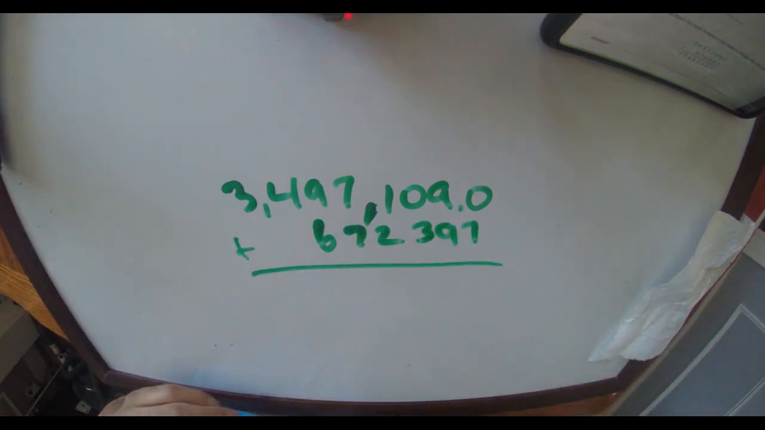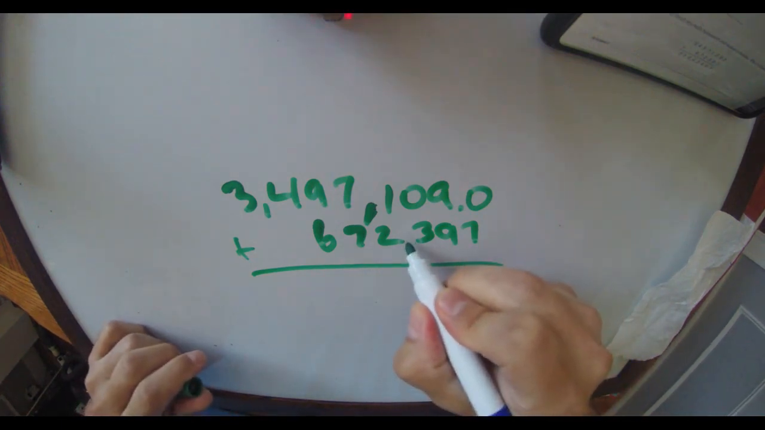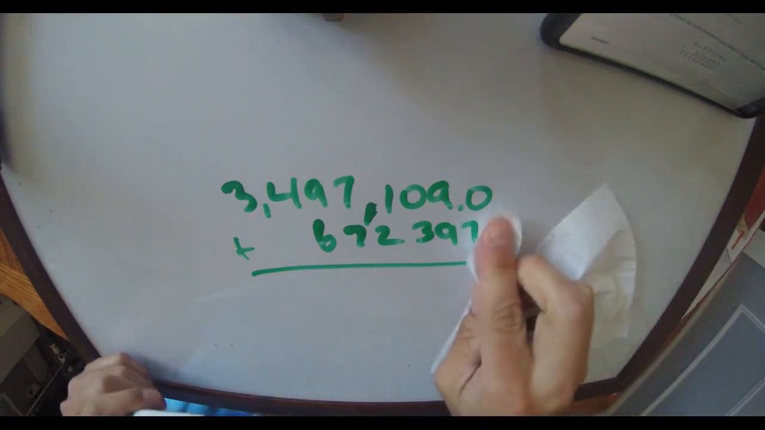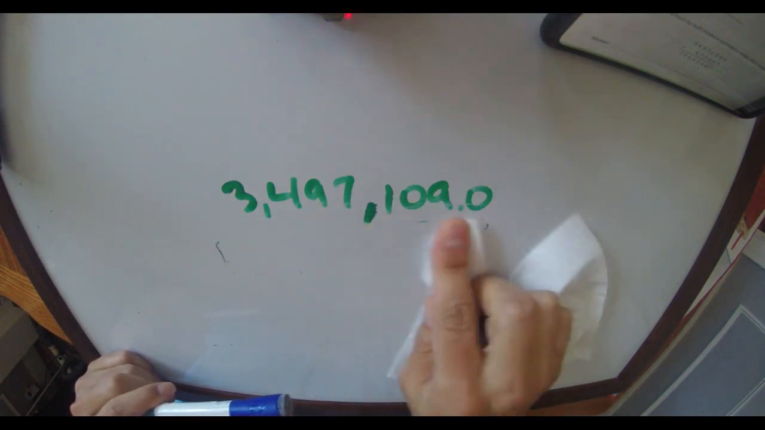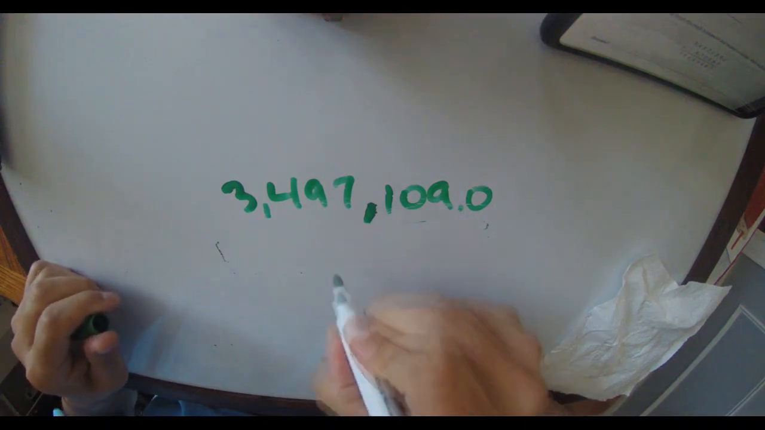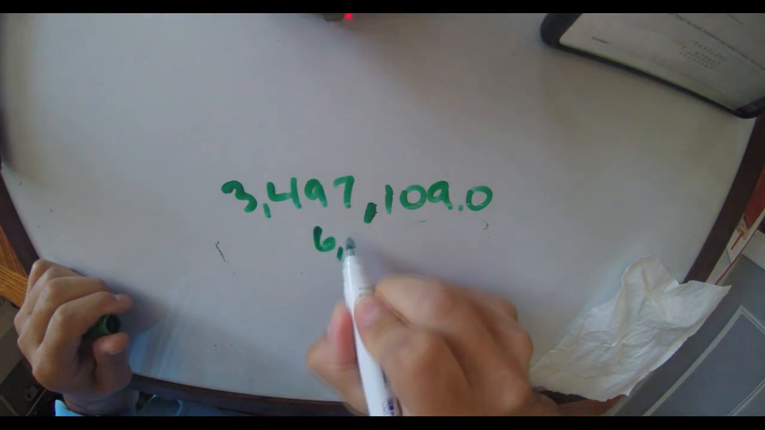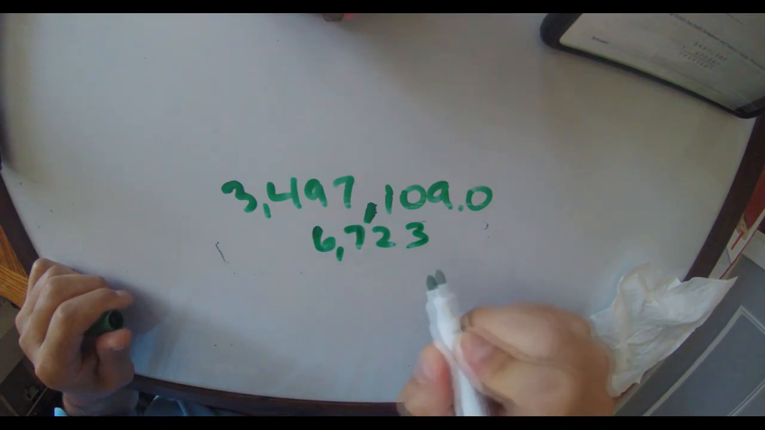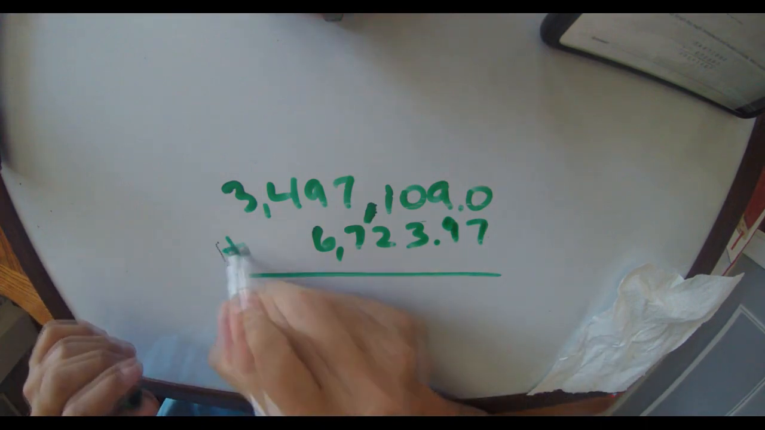Okay, so there should be a comma here too. Did they put a comma there? 6,000. Oh, I see what's going on. Hold on. This number is wrong. I'm sorry for the delay, everybody. You just have to bear with me. I'm wearing glasses. 6,723. So they wrote it under the 6,000, comma, 723.97.